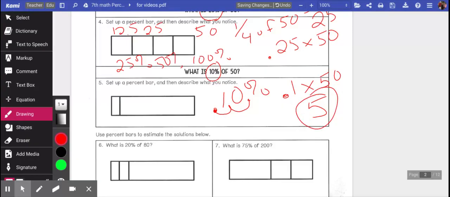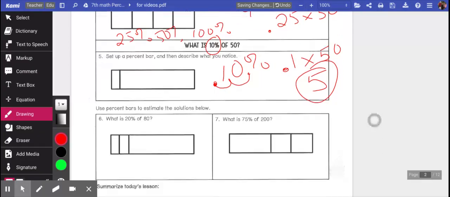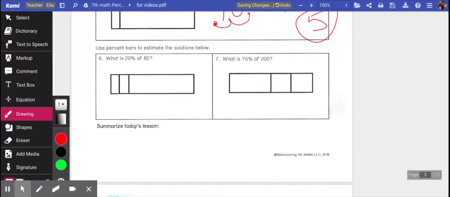I think it's way easier than using those bars. Okay, what is 20% of 80? So again, I'm going to turn that into 0.2 times 80. And you should get 16. 0.75, because we're moving it back 2 spaces, times 200. And we should get 150.